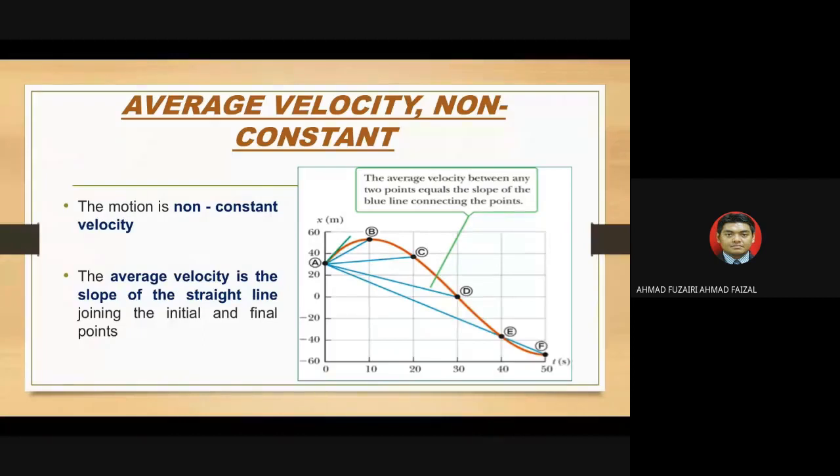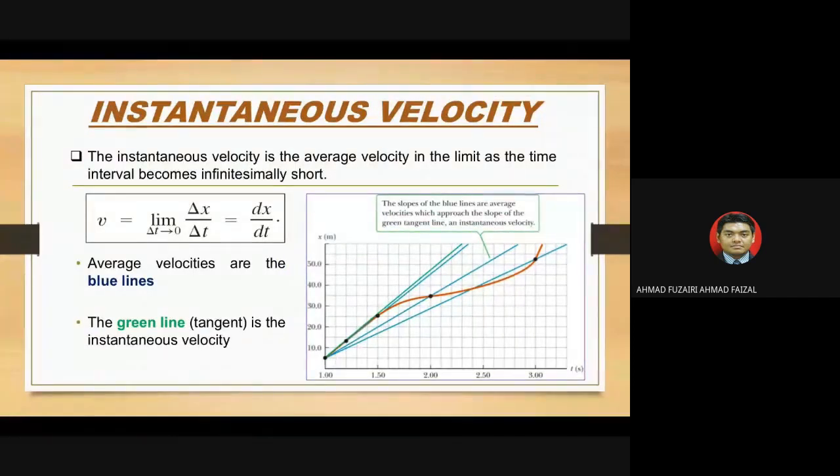The instantaneous velocity can be defined as the average velocity in the limit as the time interval becomes infinitesimally short. The magnitude of instantaneous velocity can be calculated from the slope of the graph of displacement x versus time t. The slope of the blue line shows the average velocity, which approaches the slope of the green tangent line, which is the instantaneous velocity.